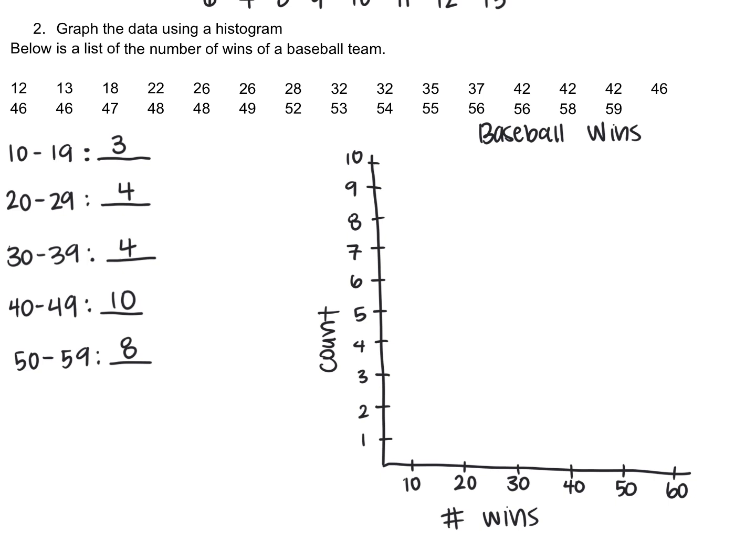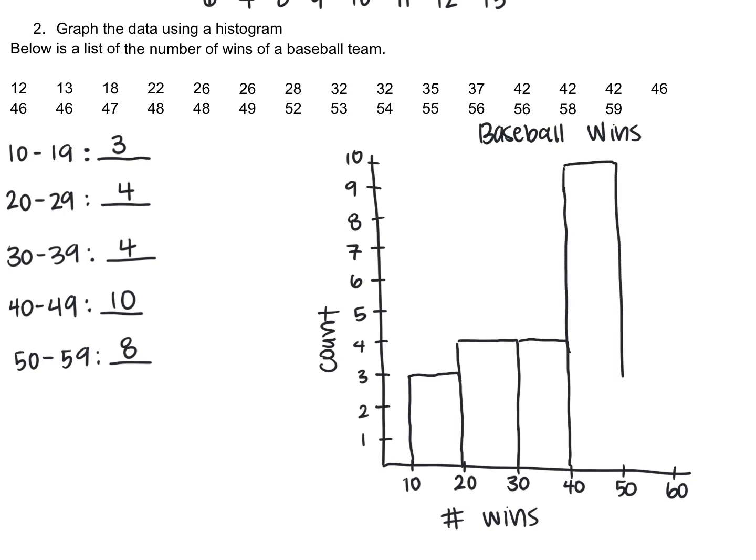So now I'm going to go ahead and create my bin. So 10 to 19, so that means starting at 10, going up to everything less than 20, I have 3. Then 20 to 29, I have 4, so they touch, so I just continue drawing another one. 30 to 40 is also 4, so I just go over and down. Then I have 10, so I'm going to go all the way up to 10, over and down. And then lastly, I have 8, so I'm going to go over and down.